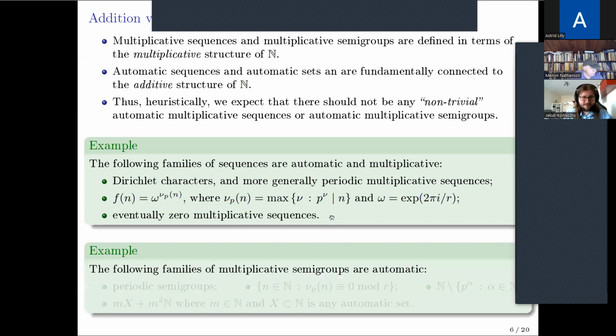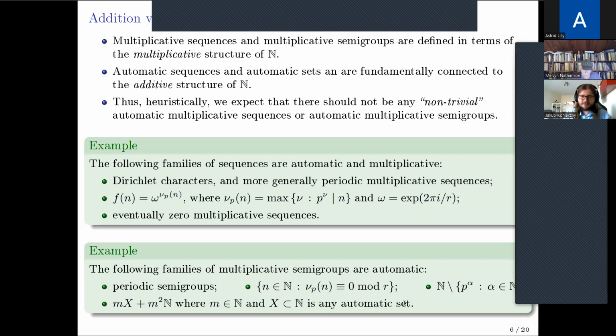Next, we have a couple of examples of multiplicative semigroups. So we have periodic semigroups. We have semigroups that depend only on periodic valuation. We have sort of a spurious example: if you take integers and remove all the powers of p, then this is a semigroup and it is p-automatic. And we have an annoyingly large class of examples where you can take any automatic set whatsoever, multiply that by some integer m, this should be a union, sorry, and add to this all integers divisible by m squared, and this somehow trivially is both automatic and a multiplicative semigroup.